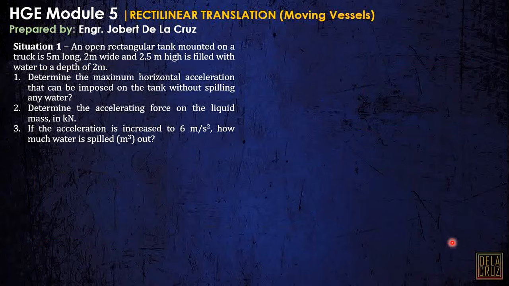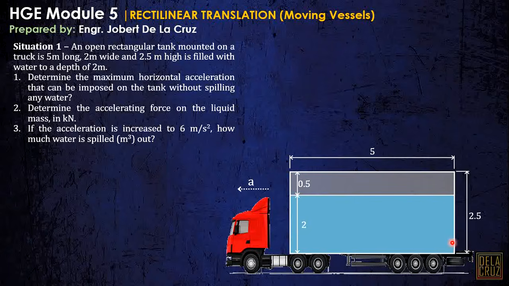Let's have situation 1. An open rectangular tank mounted on a track 5 meters long, 2 meters wide, and 2.5 meters high is filled with water to a depth of 2 meters. Okay, so for example, this is our track, mounted on a track of 5 meters long, 2 meters wide. So the 2 meters wide here is perpendicular to the screen, no? If you can imagine that in 3D, 2 meters perpendicular to our screen. Then 2.5 meters high is filled with water to a depth of 2 meters. So this is the depth of our water.